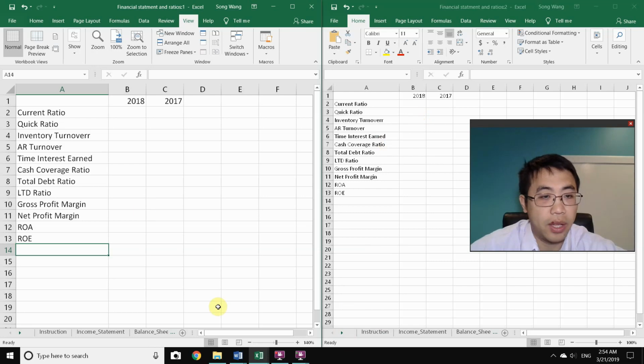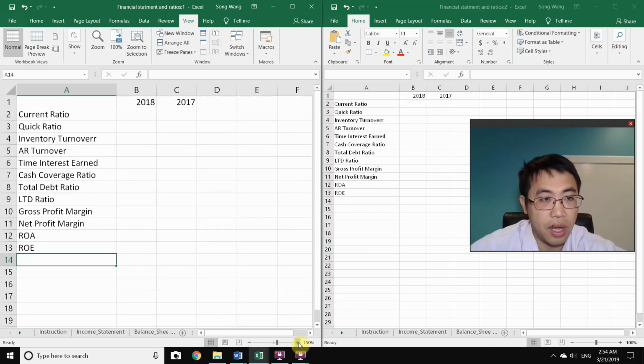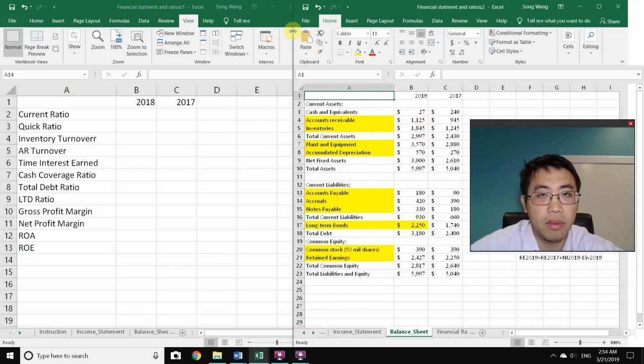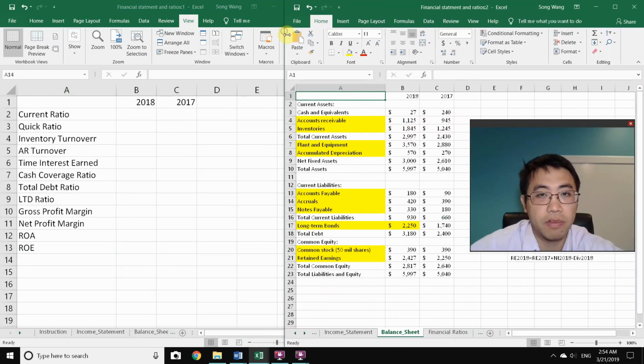So basically I want this side to show the ratios I'm interested in, and I want this right hand side to show the balance sheet from where I'm going to get all the numbers. All right, and I can also put a little bit of space here, drag it a little bit.